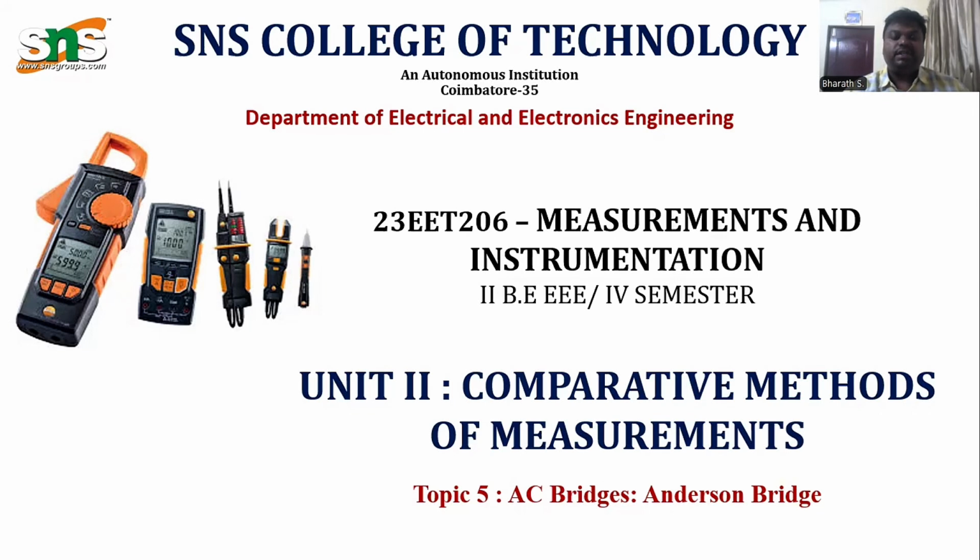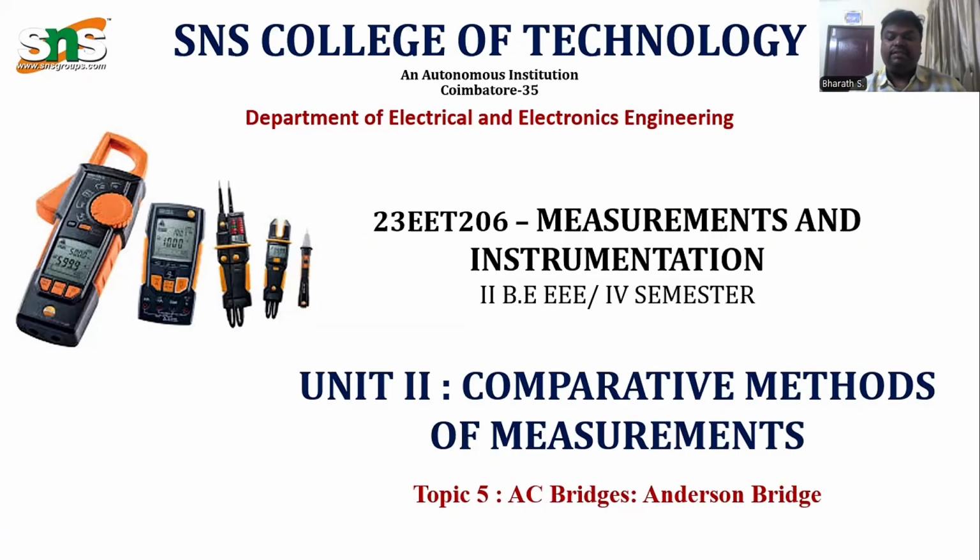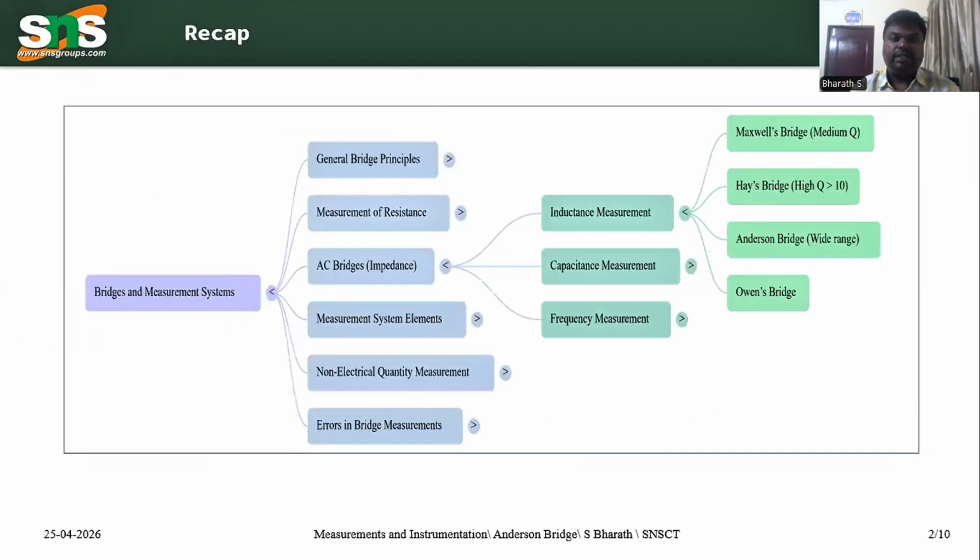In the last video, we discussed an AC bridge classification called Maxwell's bridge. In this video, we are going to see Anderson's bridge, which is also an important method of precise measurement. Let's get into the topic. Here is a recap: the various bridges and measurement, the different measurement techniques, the general principles behind measurement, and AC bridges. In AC bridges, we have just discussed Maxwell's bridge, and now we are going to discuss Anderson's bridge.